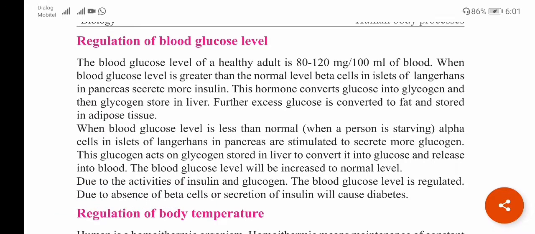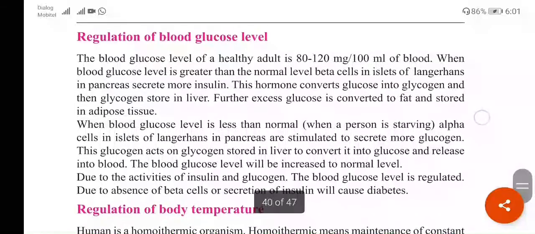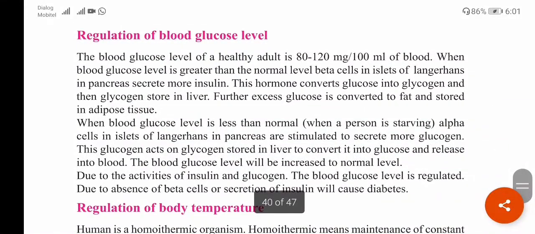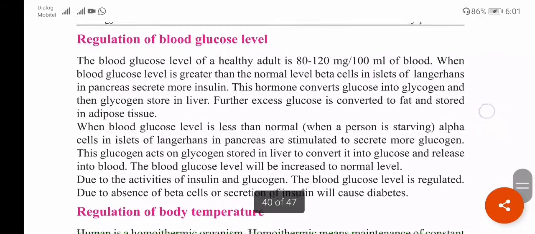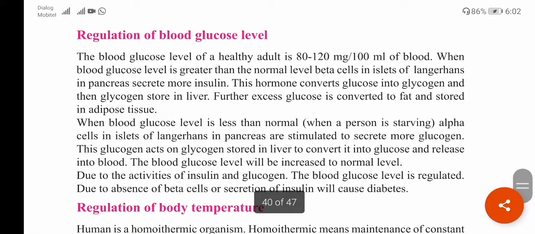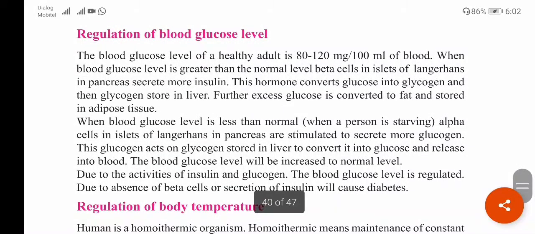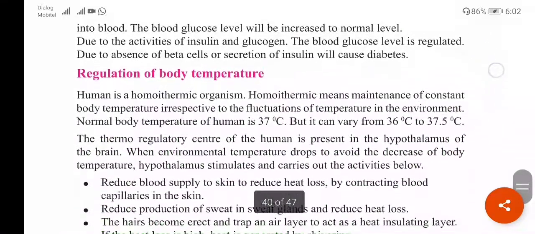When the blood glucose level is less than normal, even when the person is starving, the alpha cells in the islets of Langerhans in the pancreas will be stimulated to secrete more glucagon. This glucagon acts on the glycogen stored in the liver to convert it into glucose and release it into the blood. Then the blood glucose level will increase to the normal level. The absence of beta cells or of insulin secretion will cause diabetes.